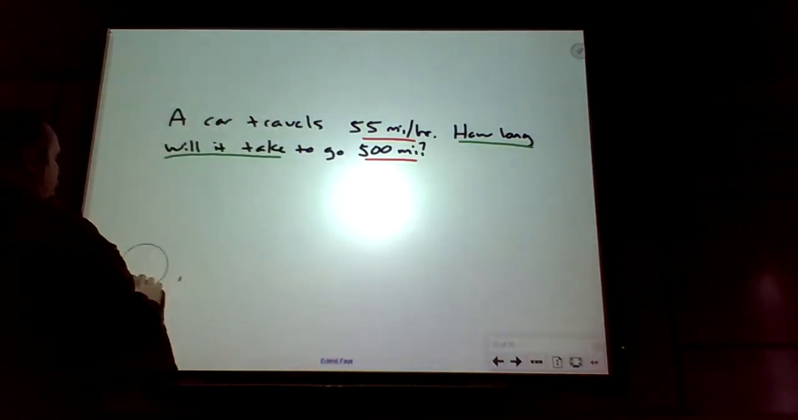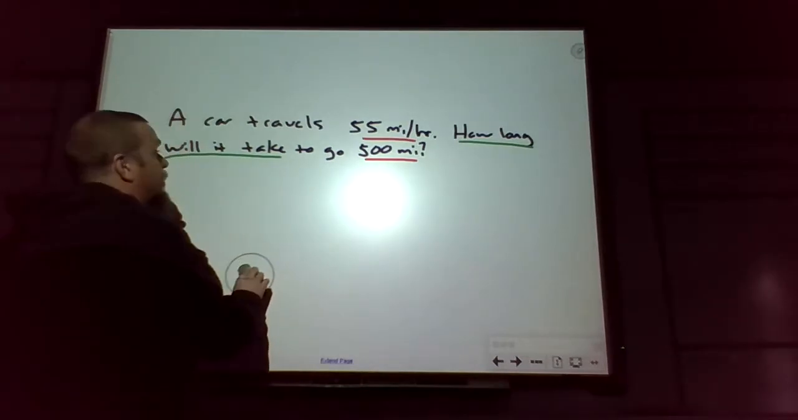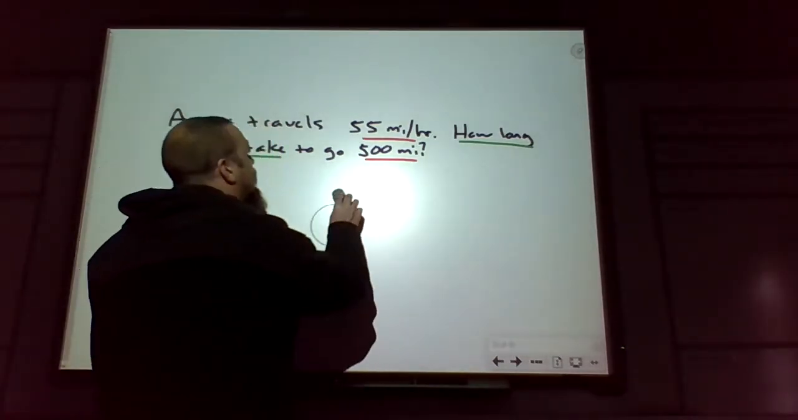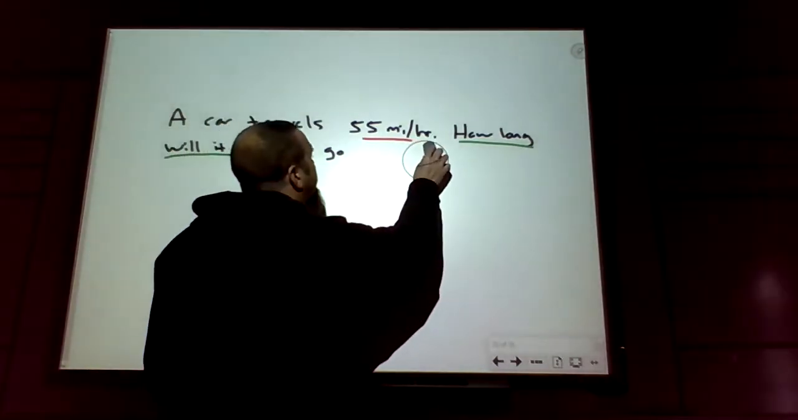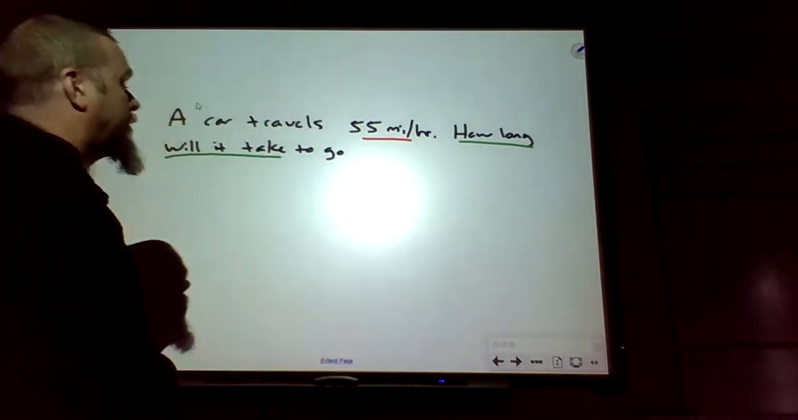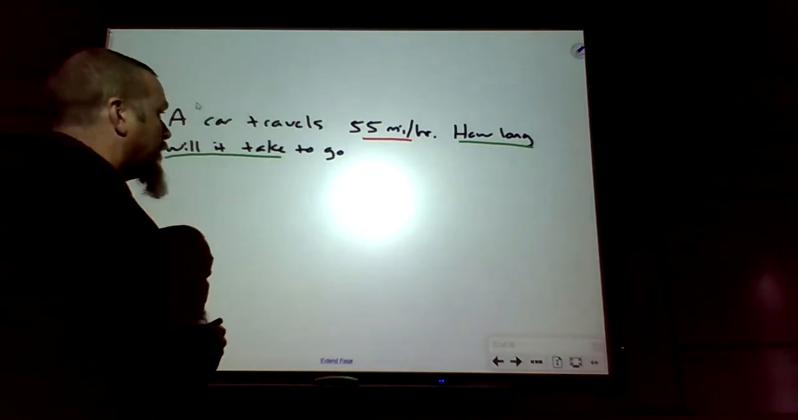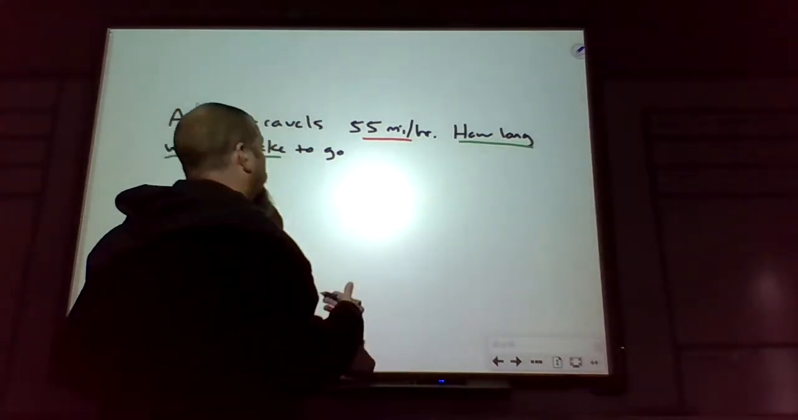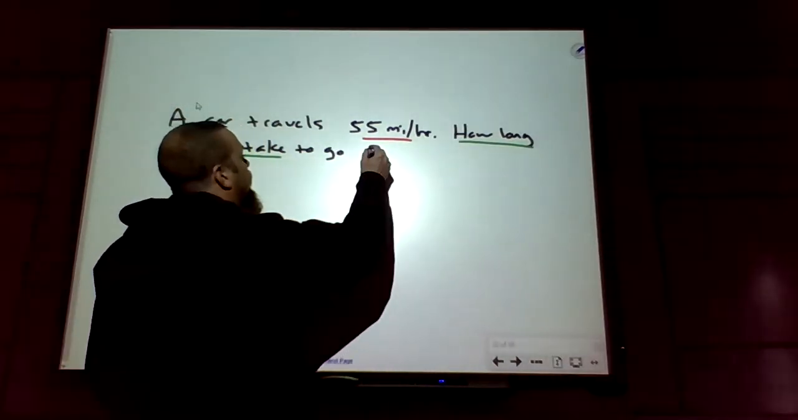Where it gets more difficult in physics is when dealing with units. So let's say, instead of it telling us that we went 500 miles, let's see how far this car is going to go through a construction zone, which is 3,000 feet long.